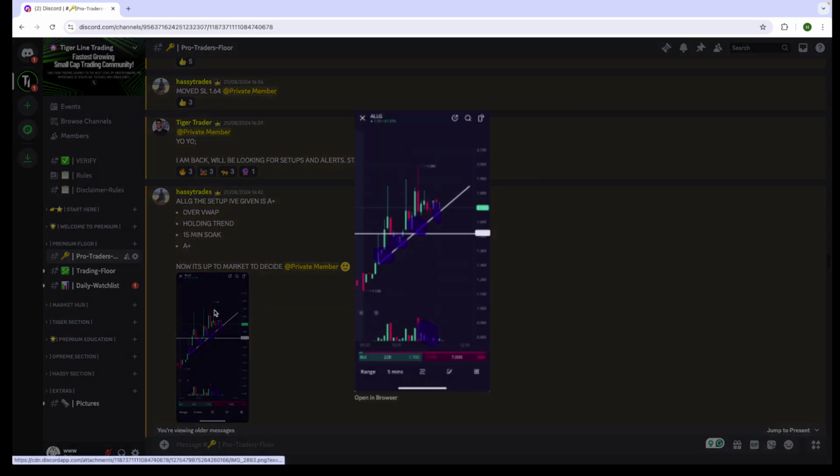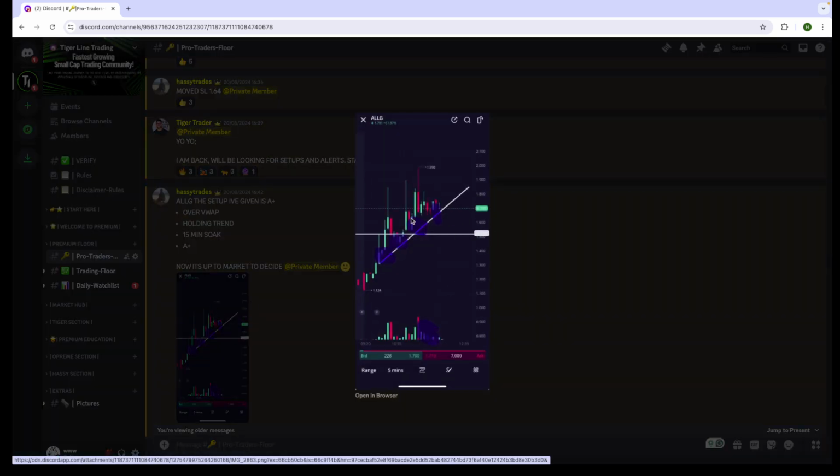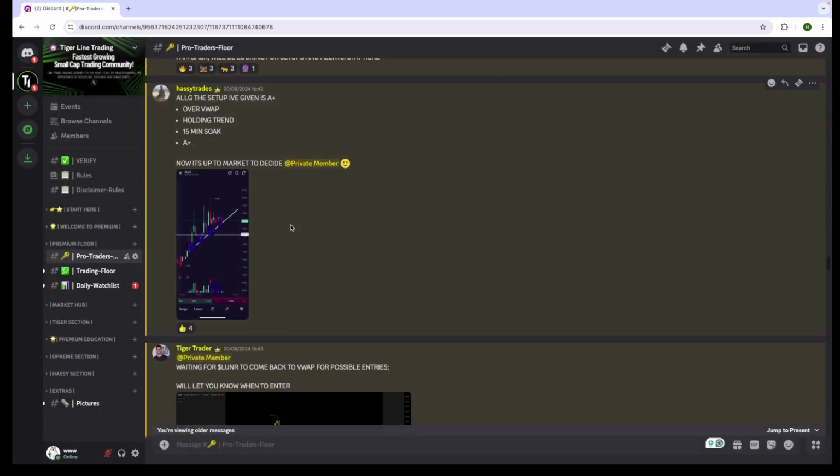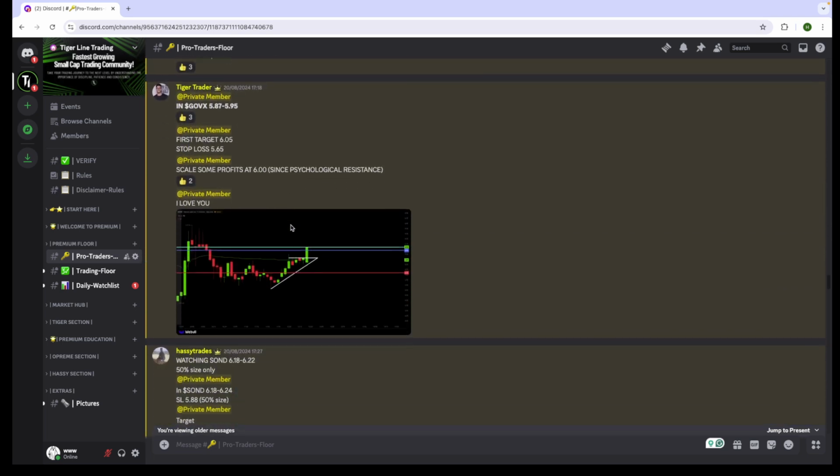And again, the setup was A+. Look, I'm going to show them going through the trade. Now it's up to the market to decide. And we end up hitting late in the day.